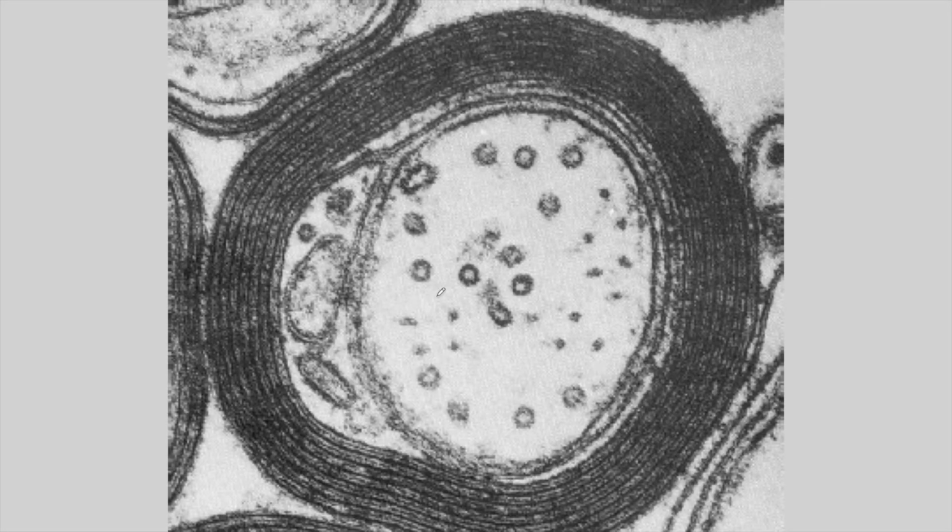Here's an electron micrograph of an oligodendrocyte wrapping around an axon in the CNS. You can see that the oligodendrocyte wraps around the axon multiple times.